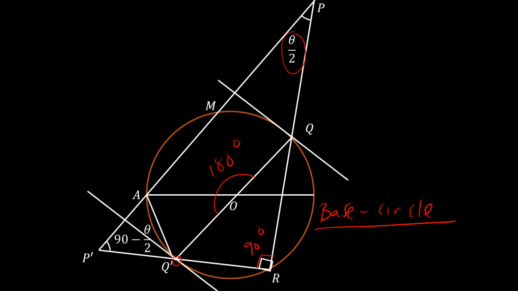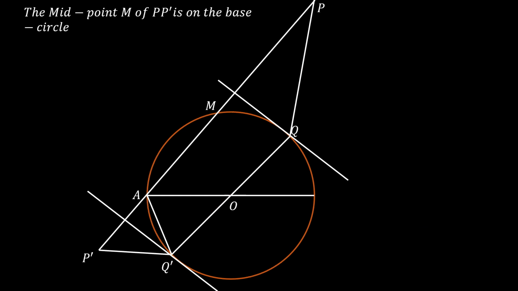So very, very obvious. Another property that is key is that the midpoint M here of PP prime is on the base circle.